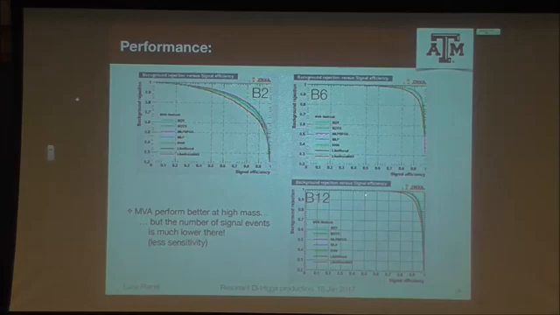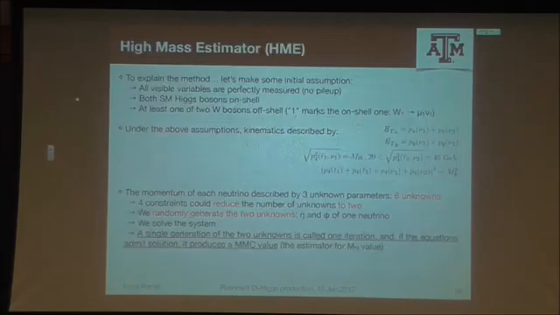If we compare low mass with high mass, this is exactly what we're talking about. The MVA is much more efficient at high mass because the kinematics is much more different. But here the cross-section is much higher. So there is this kind of interplay. And this is where we go to our final weapon, if you want, the heavy mass estimator.